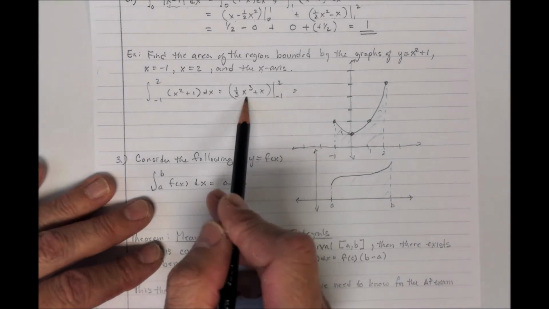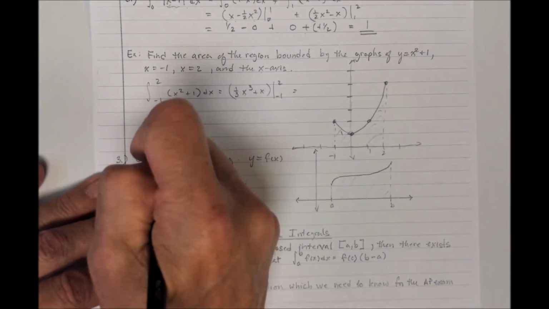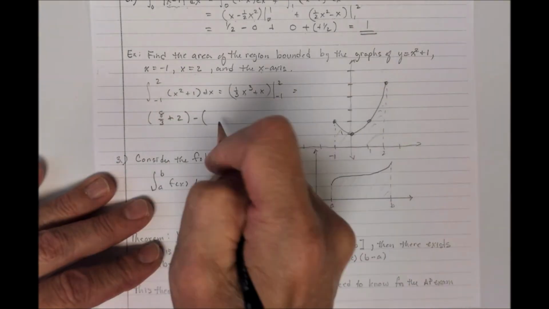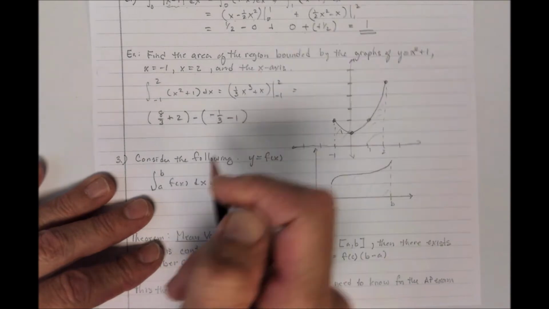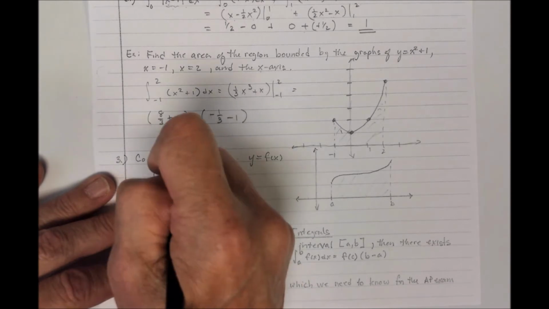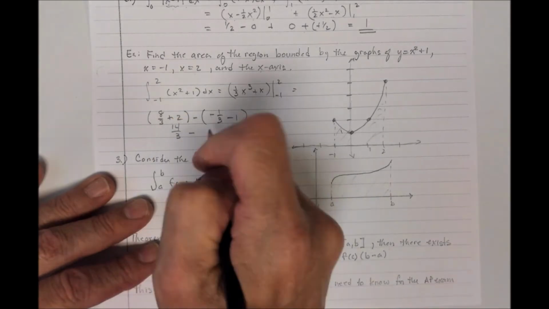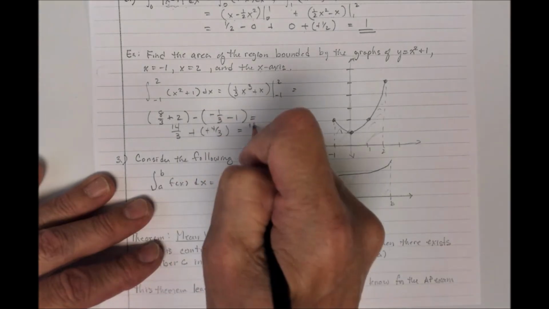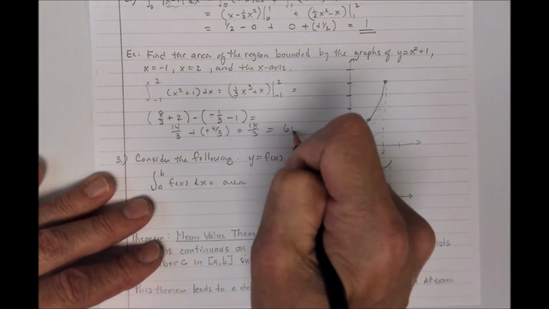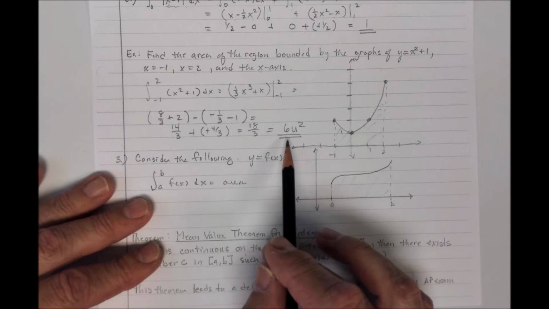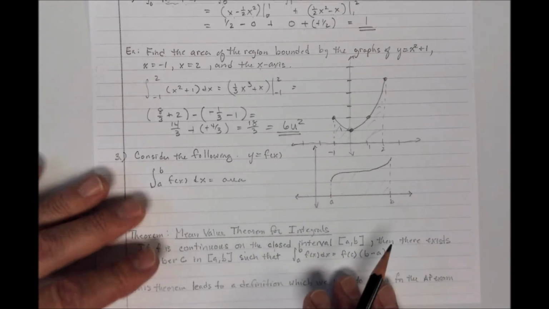I plug 2 in, I get 8/3 plus 2, minus, then I plug -1 in, I get -1/3 minus 1. So this is 8/3, this would be 6/3, so I get 14/3 minus, this is going to be a -4/3. So subtracting a negative, same as adding the opposite, I get 18/3, which is 6. And this would be square units because it's actually finding an area. So that wasn't unreasonable. See how simple it turned out to be. You know, I get something like 5.999 or something like that. I'm wondering, why can't you just do a little bit of arithmetic with fractions?